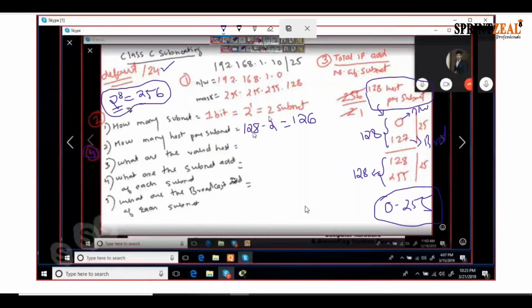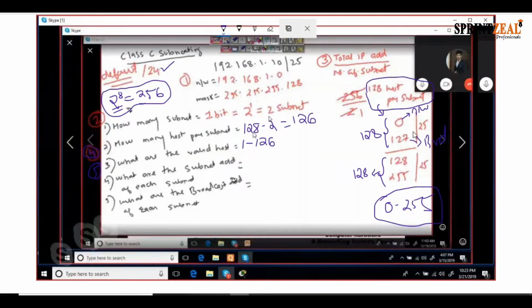Done step number 4. Now step number 5. Step number 5 is what are the valid hosts? Valid host means the usable IP. See, 0 is not valid because it is a network address. It is not usable. 127 is the broadcast address. This is also not usable. Now remaining, from 1 to 126.